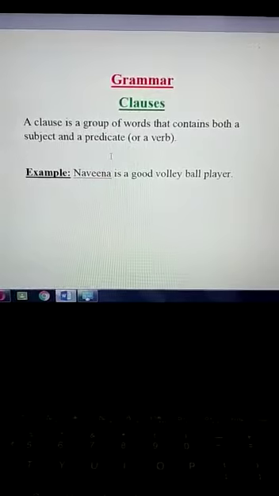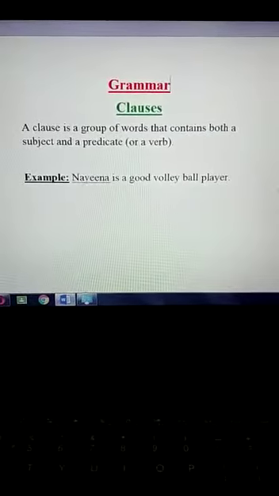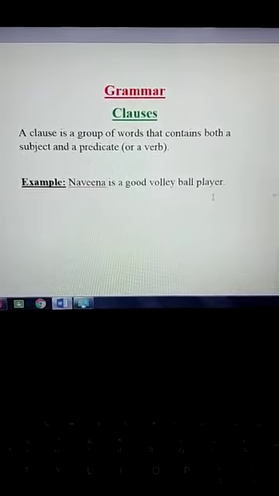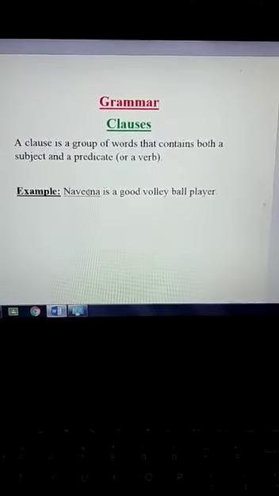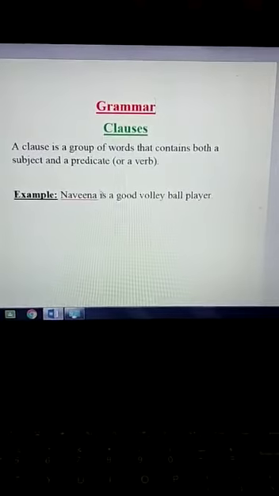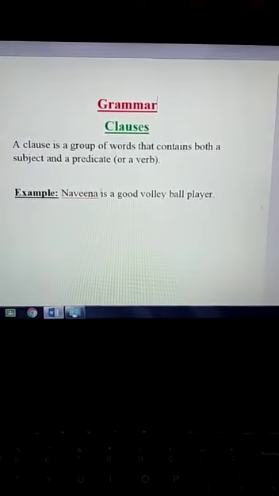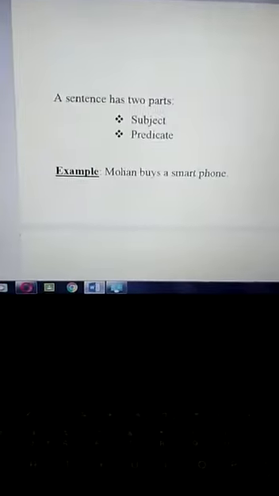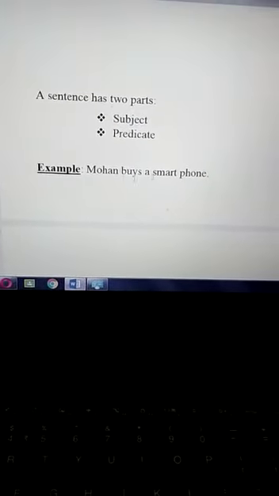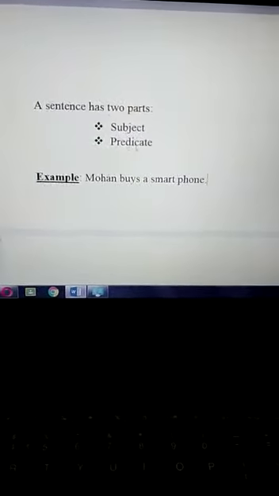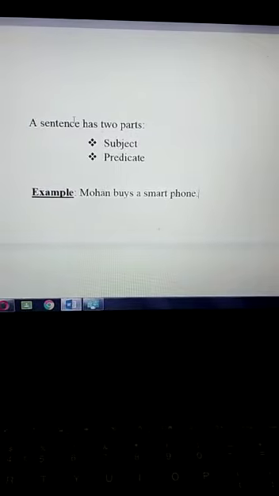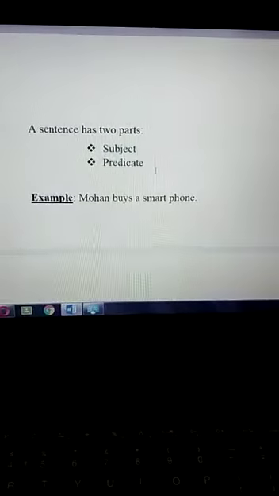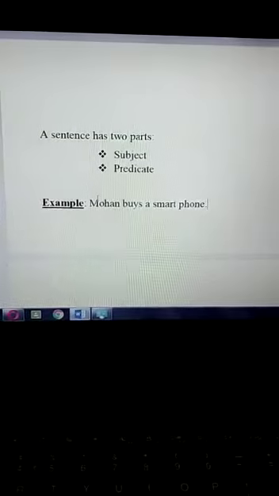A sentence has two parts. See the example. Navina is a good volleyball player. Here, Navina is the subject, and is a good volleyball player is the predicate. One is subject, another one is predicate. So, subject plus predicate joined together make a complete sentence.